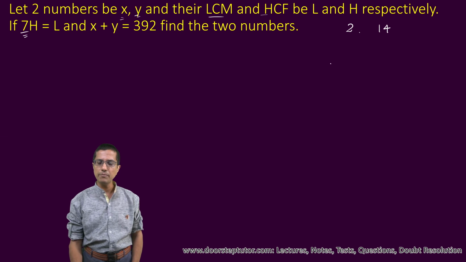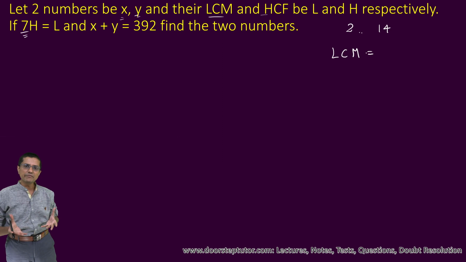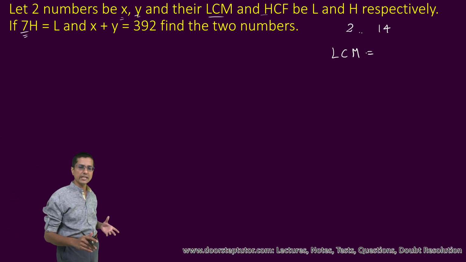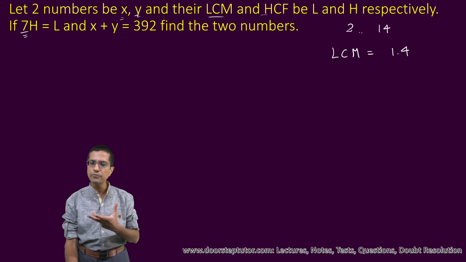If you take these two numbers, what can you observe? Their LCM is the lowest common multiple. What does it mean by lowest common multiple? It is a number which should be divided by both 2 and 14. So of course such a number would be 14. It can never be less than 14. So it has to be 14.